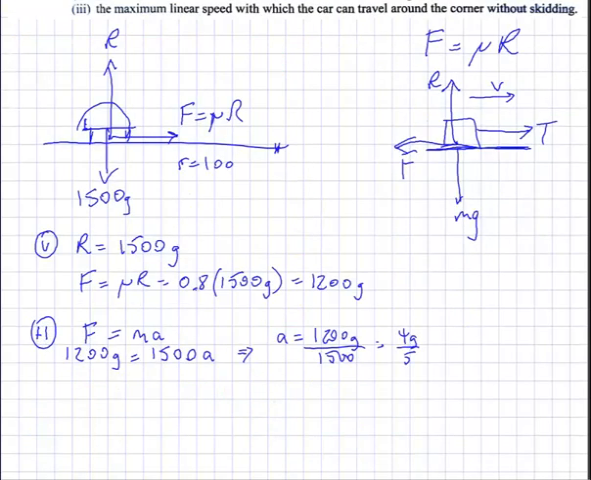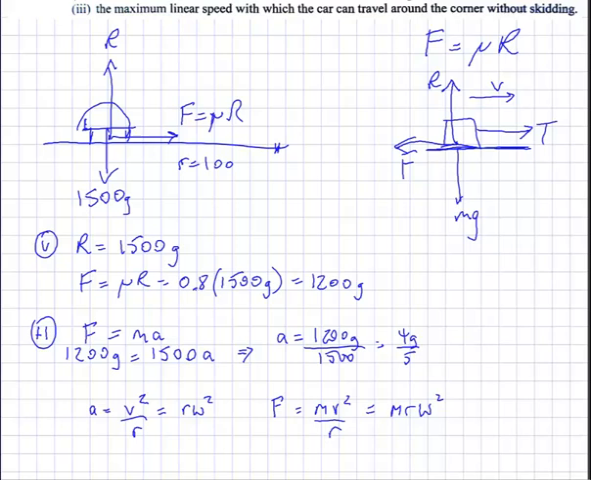Now, in fairness, it won't be often that you'll be asked to work out an acceleration. You're more likely to be asked other things. If we remember from our sheet from beforehand, acceleration is v squared over r, or r multiplied by omega squared. And the centripetal force is mv squared over r, or mr omega squared.